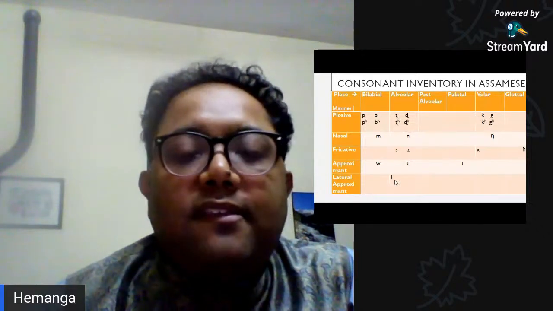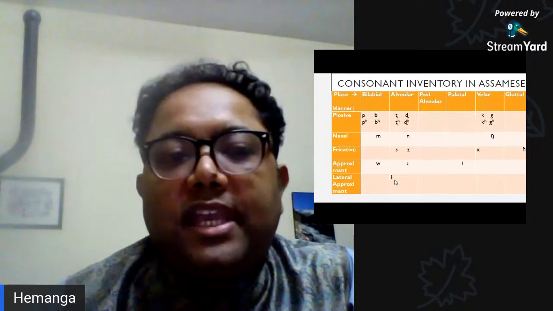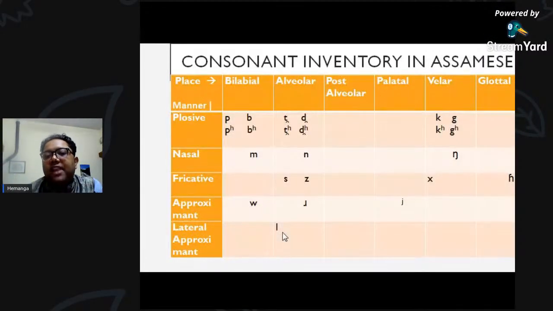Then approximants. The Assamese rhotic ra sound is an approximant. So it's different from the Hindi ra, which is a flap sound. In Assamese ra is an approximant. Wa, ra, ya. The Assamese ra sound is very much closer to the English r sound. The lateral la is there. So these are the different consonantal phonemes in Assamese.